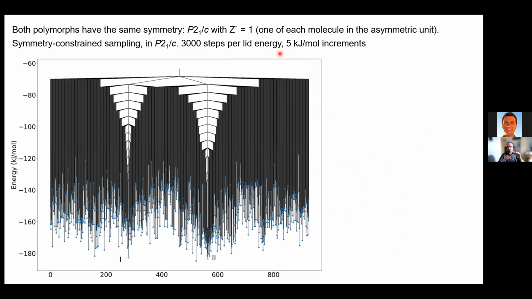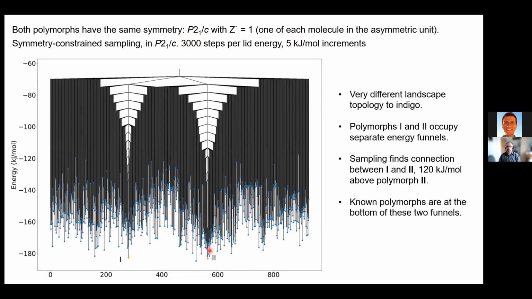That just limits the precision with which we can characterize these barriers. And this is the landscape we get. So a very different picture from indigo, in that here is our starting point for polymorph 1, and the starting point for polymorph 2, and they sit in completely different funnels on the energy landscape. Okay, so it's very different from what we saw for indigo. The sampling does find a connection between them. So we're happy that we have sufficient sampling that eventually the connection is found between 1 and 2.